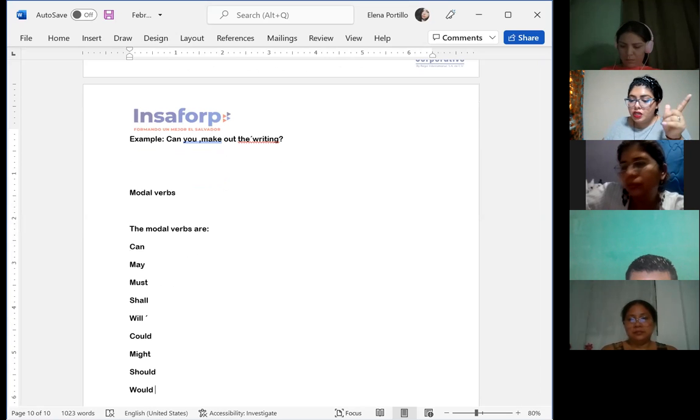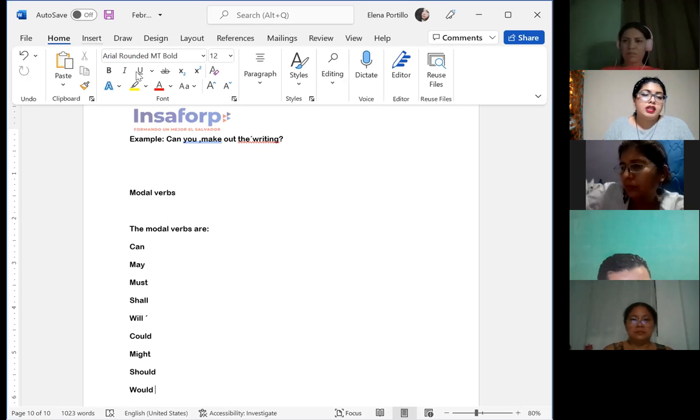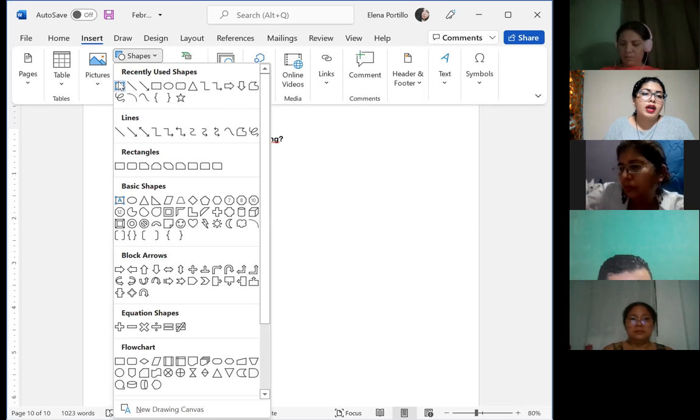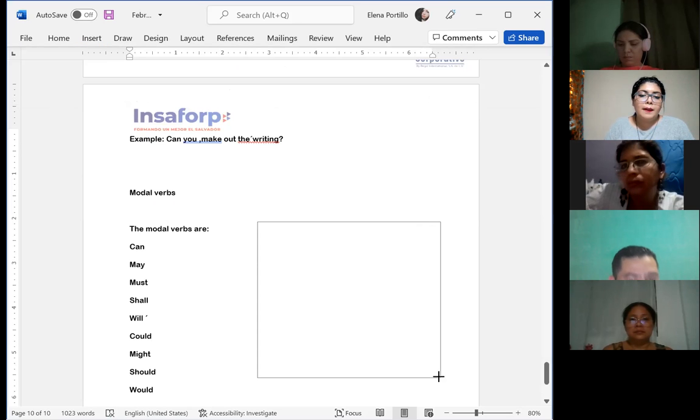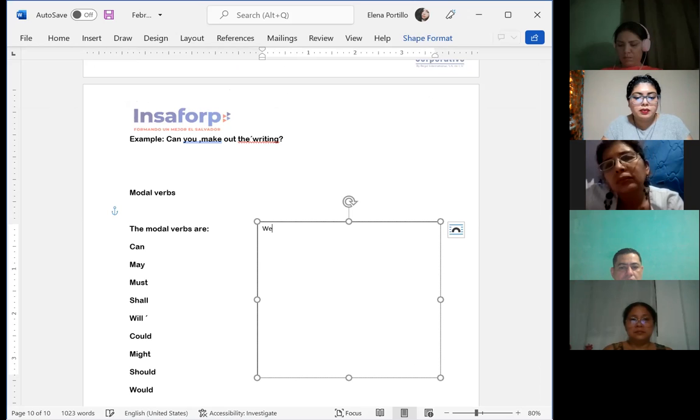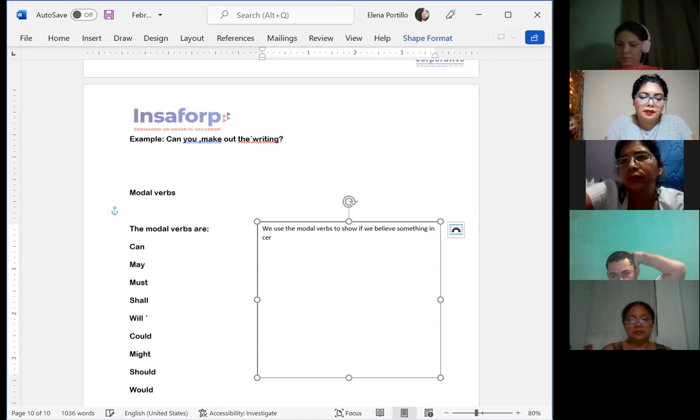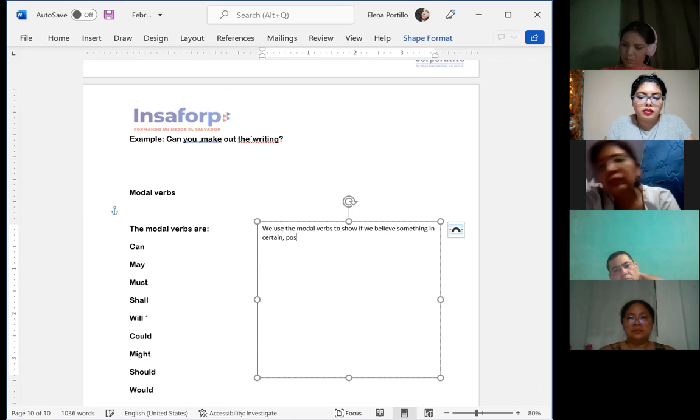And it says that we use modal verbs to show if we believe something is certain, possible, or impossible. But I'm going to insert a text box to write this down. We use the modal verbs to show if we believe something is certain, possible, or impossible.